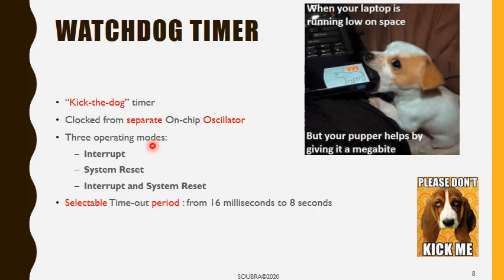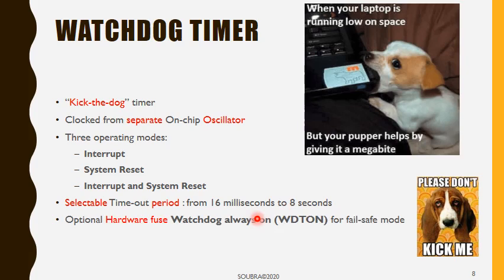Alright, because it's a timer, we have the feature of choosing different timeout periods. And again, all you have to do is refer to the datasheet of the embedded system, microcontroller, or any other embedded system that you might be working with, and see what the different options are. They can go from 16 milliseconds to 8 seconds in the case of the Atmega microcontroller that I'm using. But you should always refer to the microcontroller's datasheet in order to know exactly what the different possibilities are.